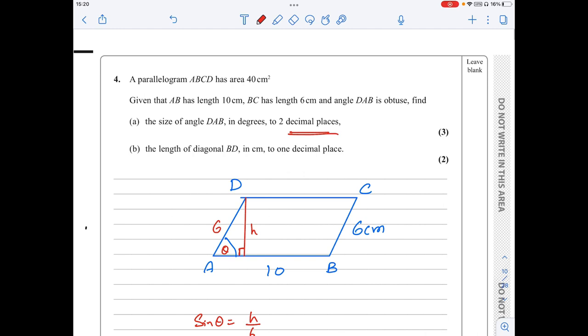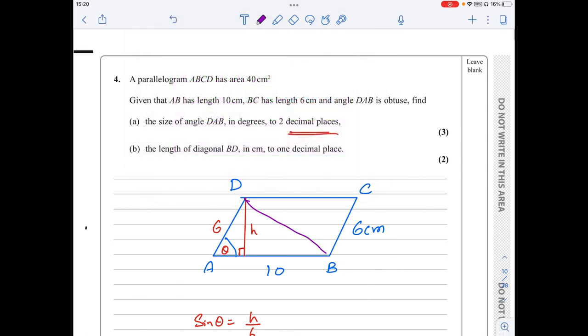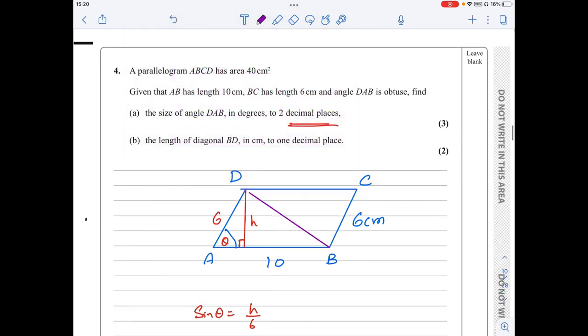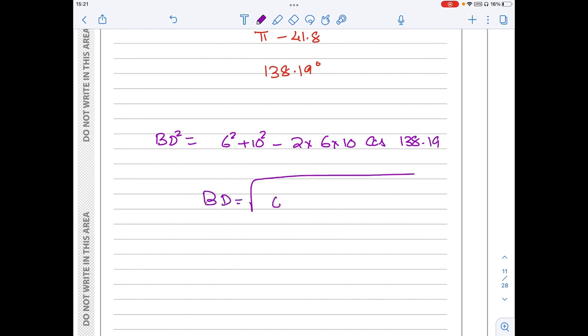The length of the diagonal BD in centimeters to 1 decimal place. Length of the diagonal BD. So I'll be using the cosine rule. BD squared equals 6 squared plus 10 squared minus 2 times 6 times 10 times cosine 138.19. So BD equals square root of 6 squared plus 10 squared minus 2 times 6 times 10 times cosine 138.19, which is going to be 15.0 centimeters.